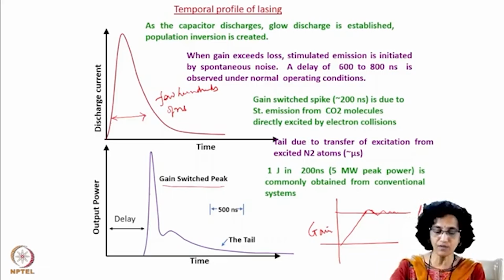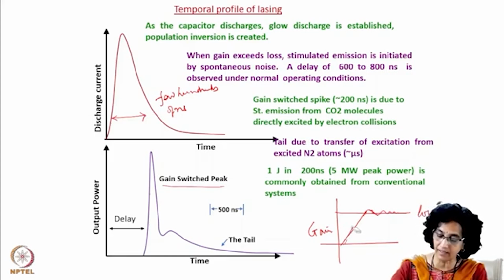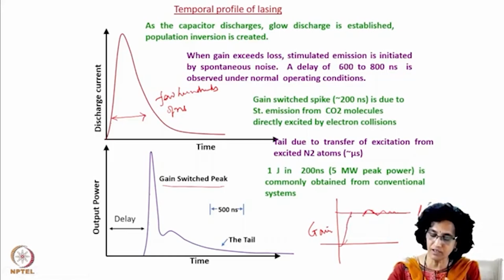But now in case of this pulsed laser, what is happening is that the gain is rising very fast because our current is very large as compared to your CW. So the gain is rising very fast. It has reached the loss line here. But before the stimulated emission can set in, it further rises.